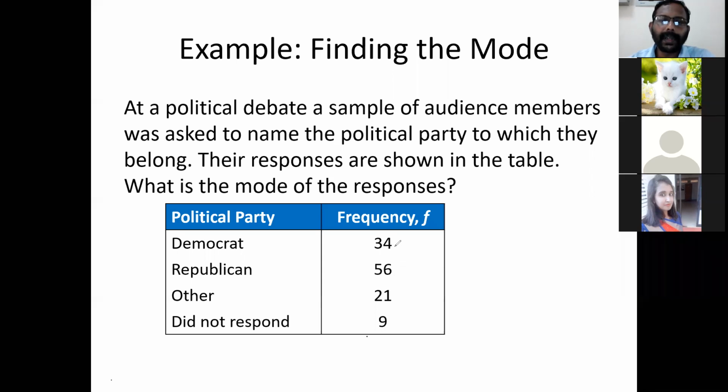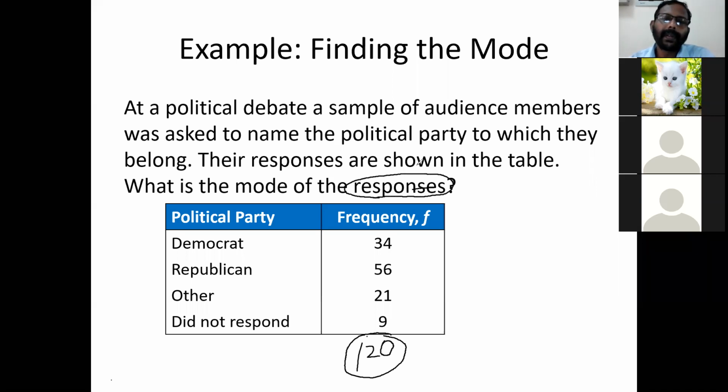34 plus 56 is 90, plus 21 is 111, plus 9 is 120. 120 respondents. Am I right? Yes or no? Yes, sir. Yeah, 120 responded. Fine. Now, how do we find the mode of the response? I have the first person, second person, third person, and it goes on to the 120th person.